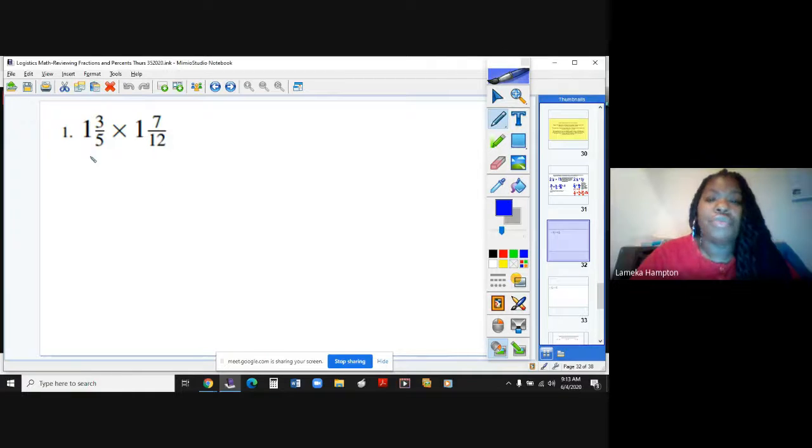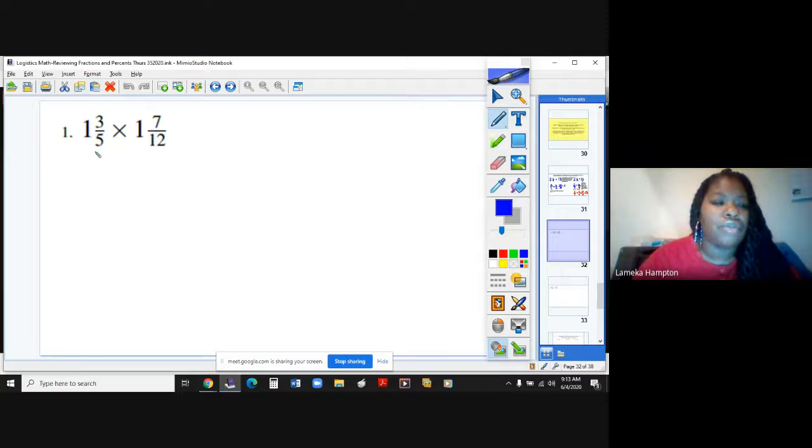Okay, so remember, when you are multiplying fractions, you're not going to multiply the whole number times the whole number, and you're not going to multiply the top numbers together and the bottom numbers. It doesn't work that way. You must convert your mixed fractions into improper fractions, okay? So how do we do this?